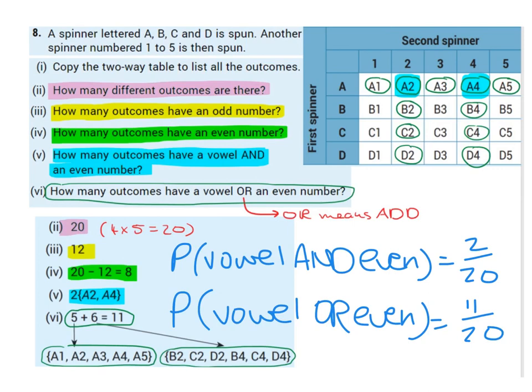So when we move on to questions containing probability, at the moment we're just looking at questions where we're listing outcomes, but ultimately this is what we're aiming for. We're aiming for changing our outcomes or using our outcomes from our two-way table and producing probabilities. But remember, probability must always be between 0 and 1. It can never be less than 0 and never be greater than 1.